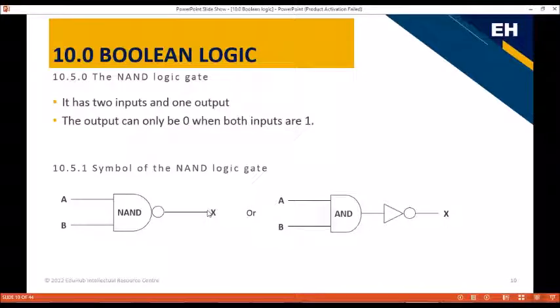This can be written alternatively as A and B. Then the output gotten from A and B is reversed using the NOT gate in order to produce the final output of X. So in other words, this NOT gate has reversed the AND gate, thus the NAND gate.